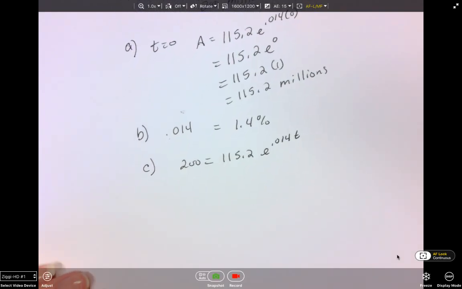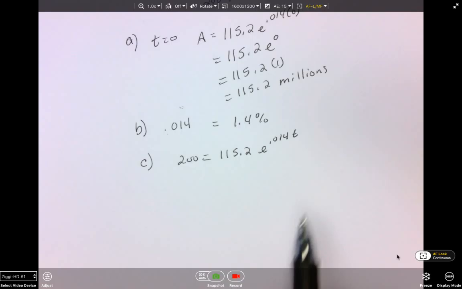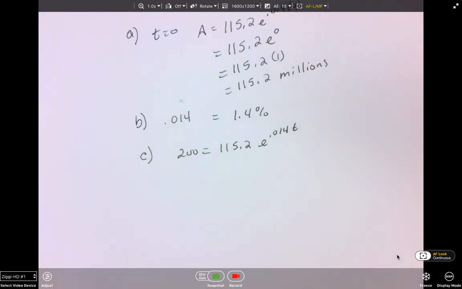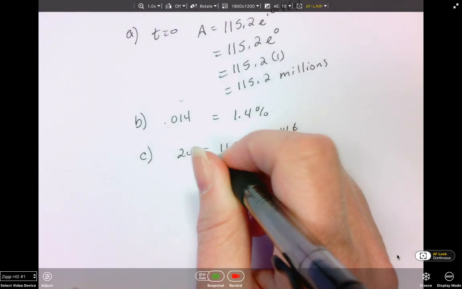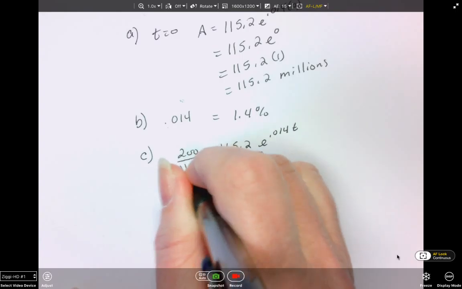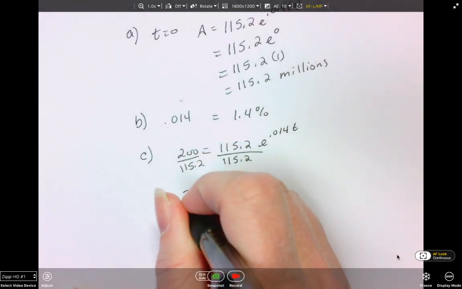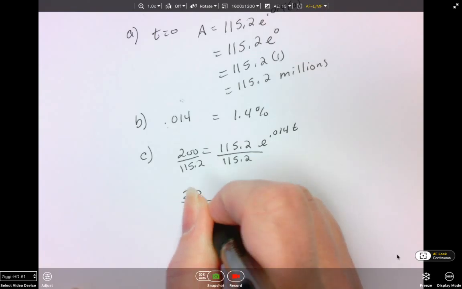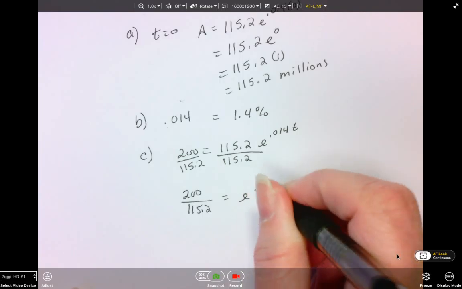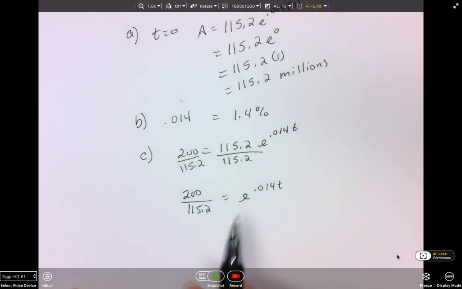Well, when we look at this expression and we see that it has a variable up in the exponent, we know that we are going to use logarithms to solve this. So we're going to go ahead and simplify as much as we can. So we've got to divide over here by our 115.2 million. So like it says, 200 divided by 115.2 is equal to e to the 0.014 t. Now to change our e, we're going to use the natural log because that will undo our e, and that way we can also get our t down.